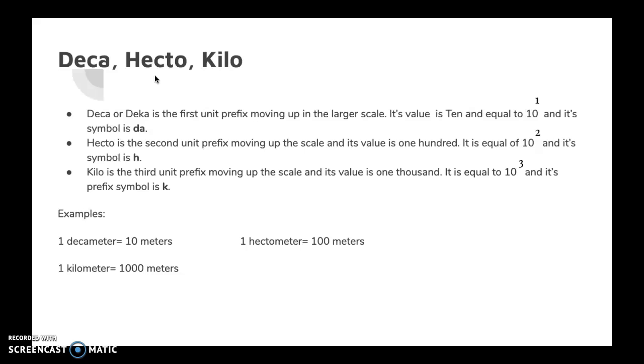Listed below are examples of using that prefix, deca, kilo, and hecto, and then attaching it to the meter, which is the length measurement. By using deca, you know it's always 10. So 1 decameter equals 10 meters. 1 kilometer equals 1,000 meters. Hecto means 100, which will mean it's 100 meters.